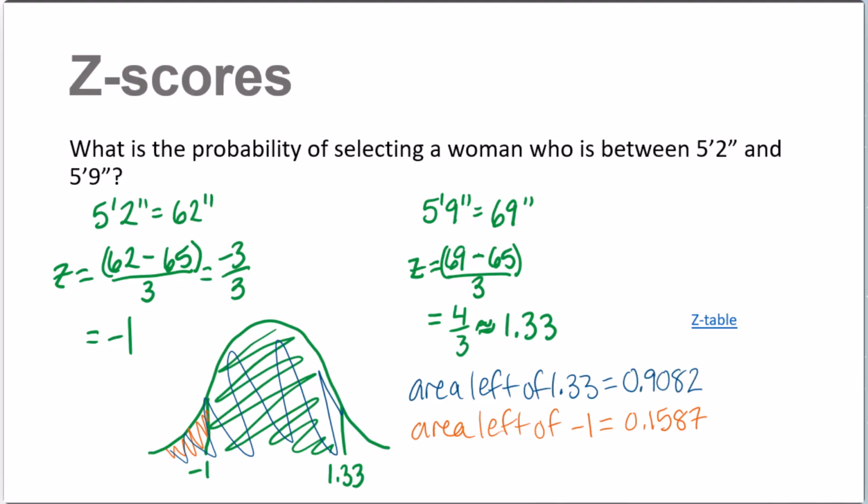So this is telling me that the area left of 1.33 is 0.9082, area left of -1 is 0.1587, and I can just subtract the smaller area from the larger area, and get my area in between the two. So I get 0.7495. Now in the context of this problem, this means that about 75% of women are between 5'2" and 5'9", where the probability of randomly selecting a woman in this range is 0.7495.